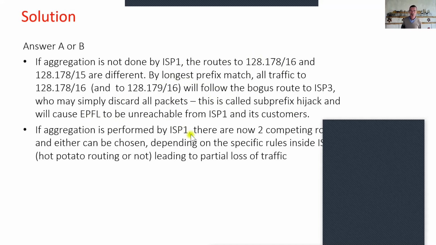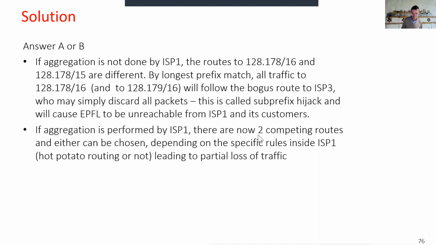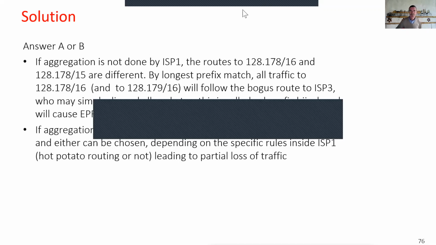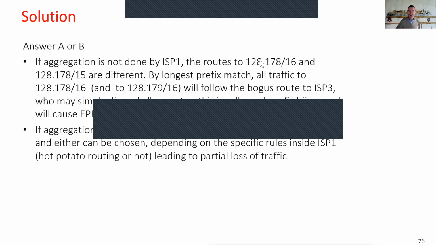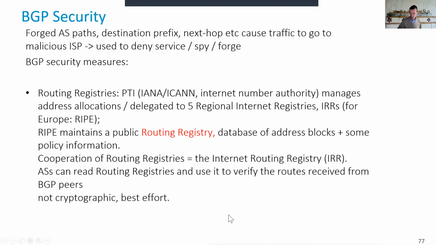And if aggregation is performed by the destination of these bogus announcements, then we don't know exactly. But there will now be two competing routes, and probably, depending on the policy and on which one is chosen, some fraction of the traffic will be lost and will go to the bogus destination. So this is an example of attacks that exist on BGP. They are not just academic, they exist, they were done repeatedly in the past.